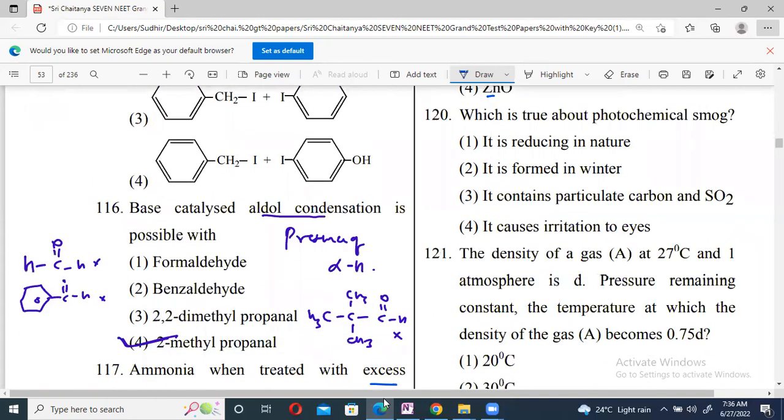d-block. So hydrogen can adsorb or the chromium becomes interstitial. Which of the following is true about photochemical smog? But everybody knows that. True. It causes irritation to the eyes. That is only true. Right? 120 now.